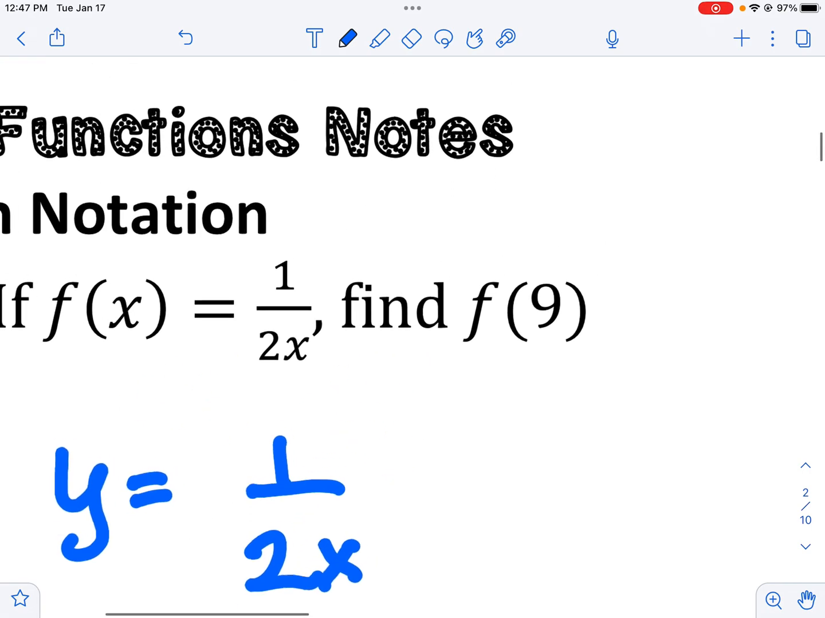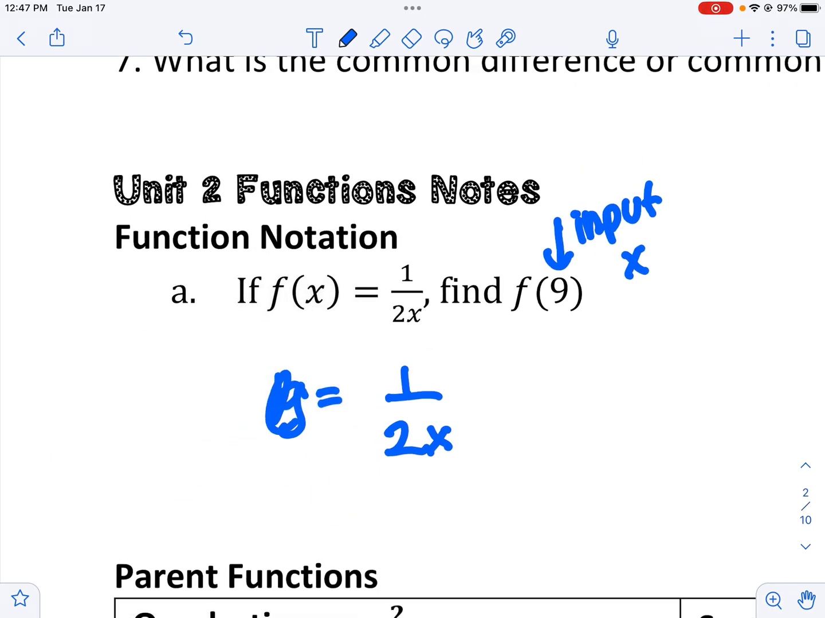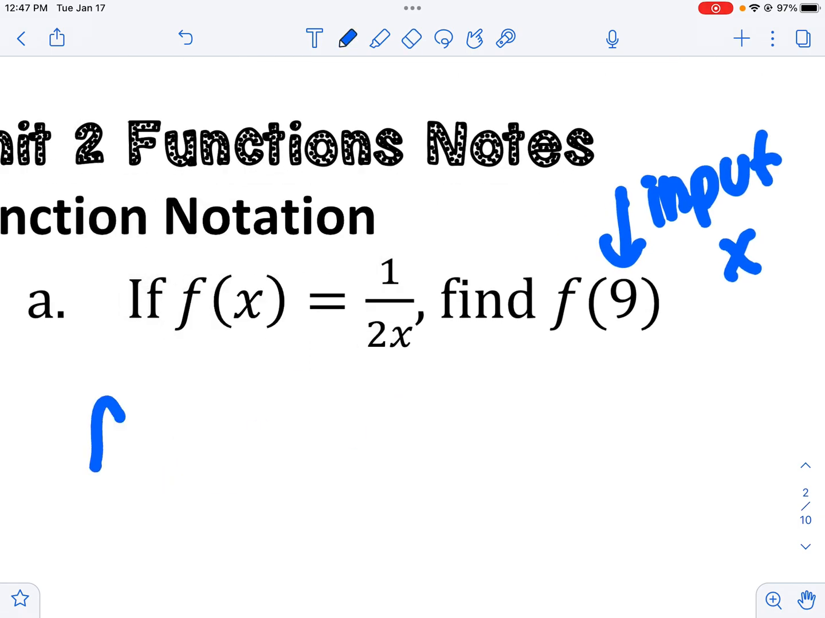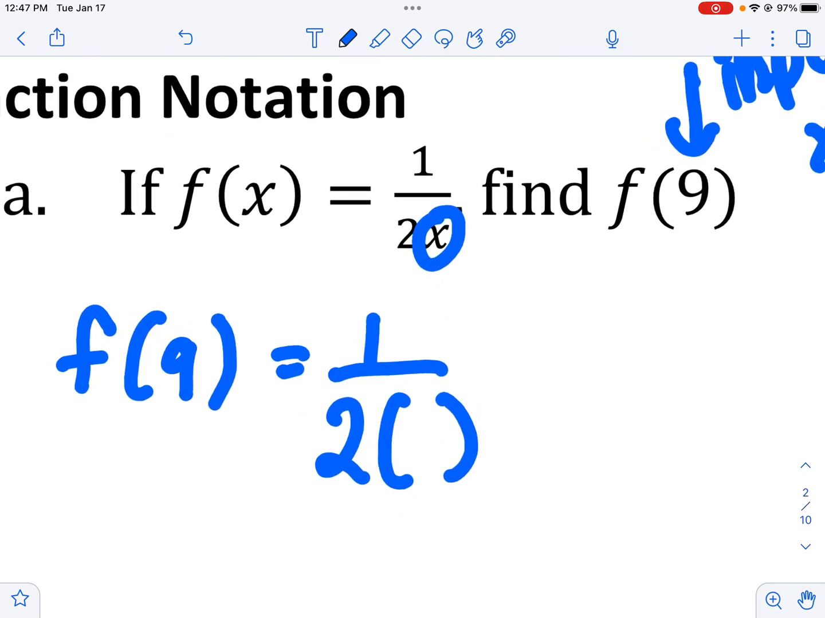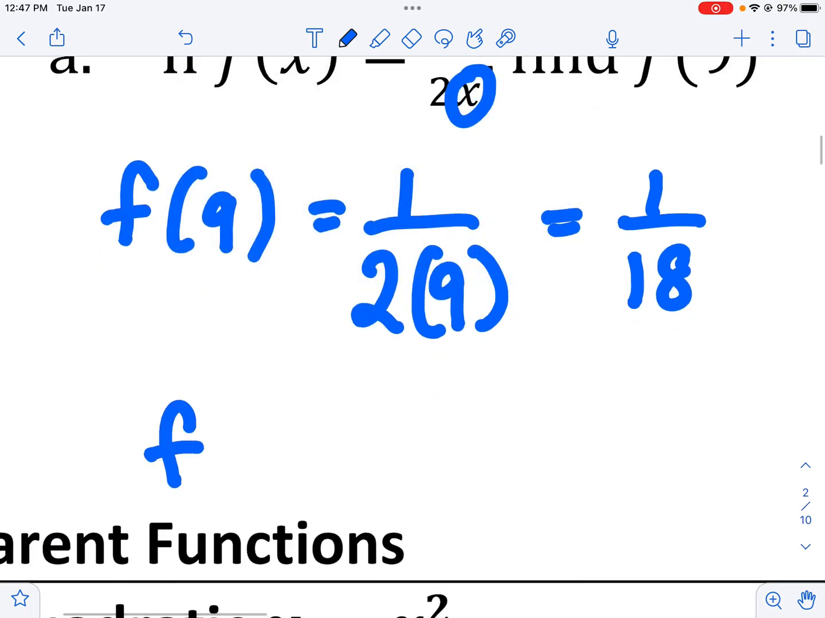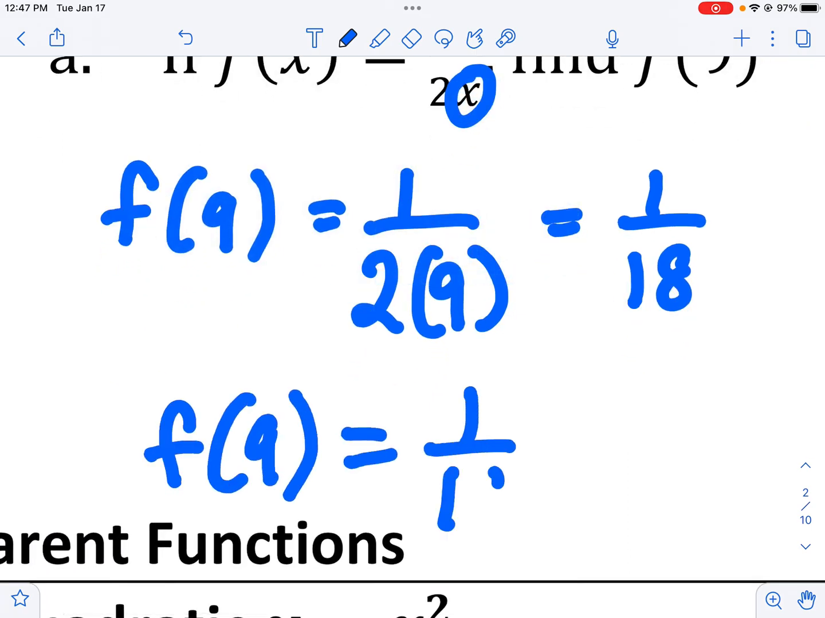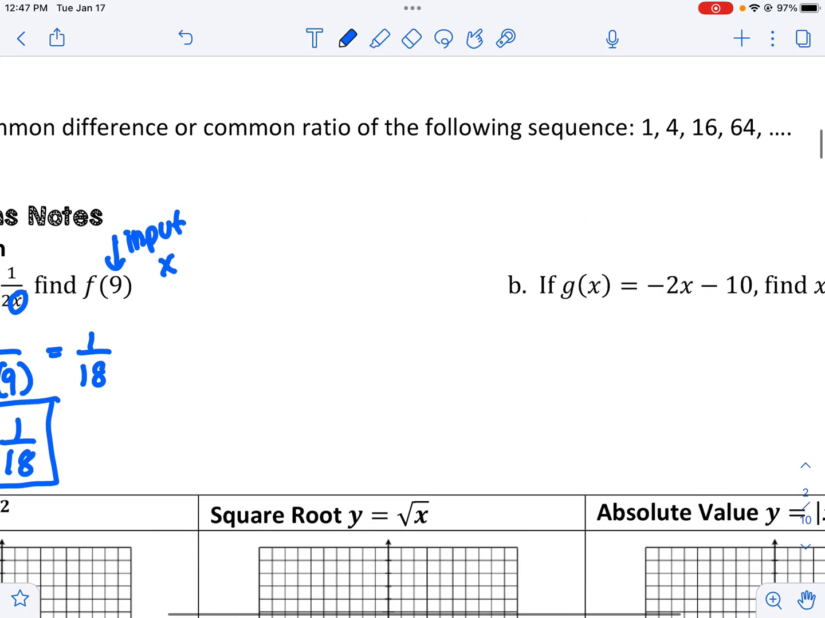And so if I ask you to find f of 9, this is the input, which is the x value. So this is saying, all right, when x is 9, erase this right here. So f of 9 means everywhere we see an x, we're going to plug in a 9. Here the x was right next to 2. We're going to plug in that 9 and solve. And so we get 1 over 18. So all this means is when you plug in a 9, you get 1 over 18 for your answer. You just plug it in. So that's function notation. Let's do another one.